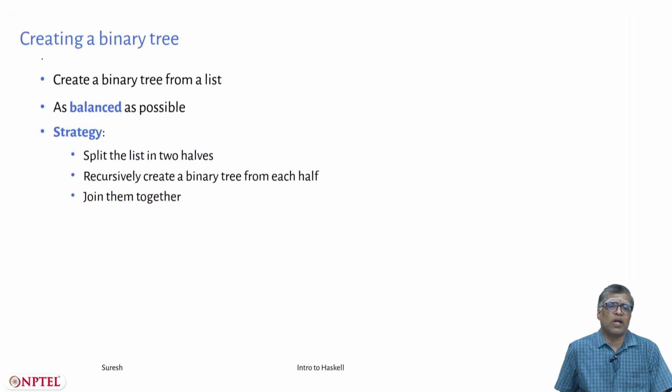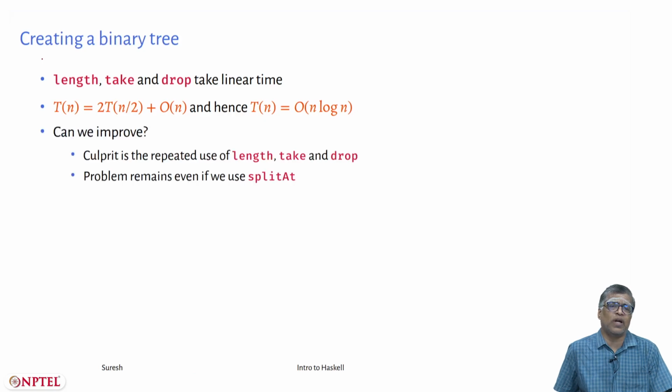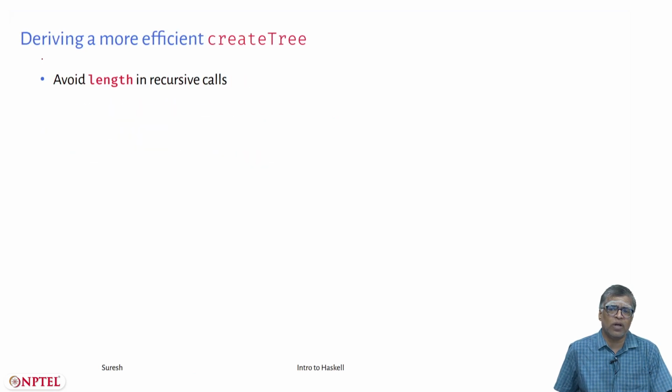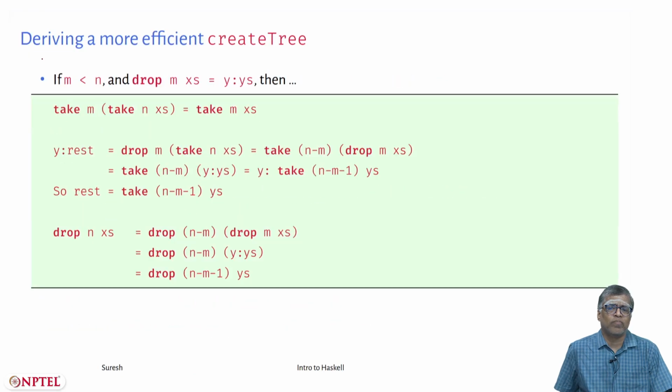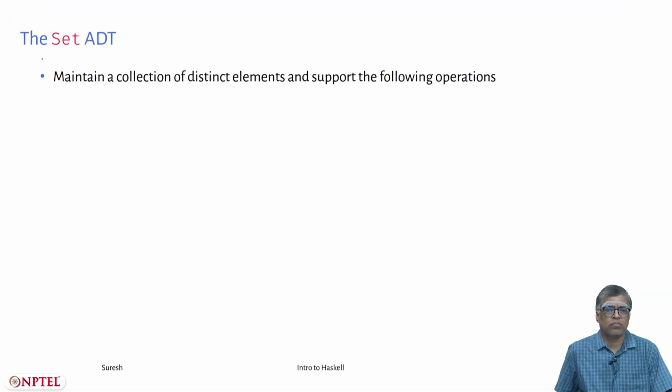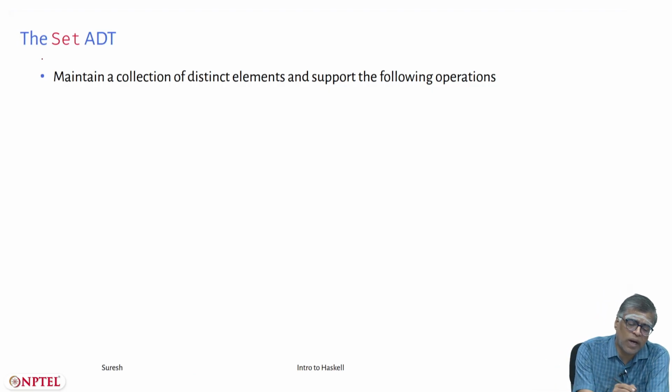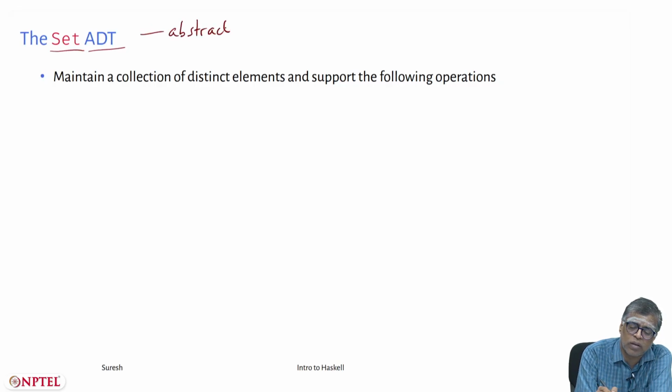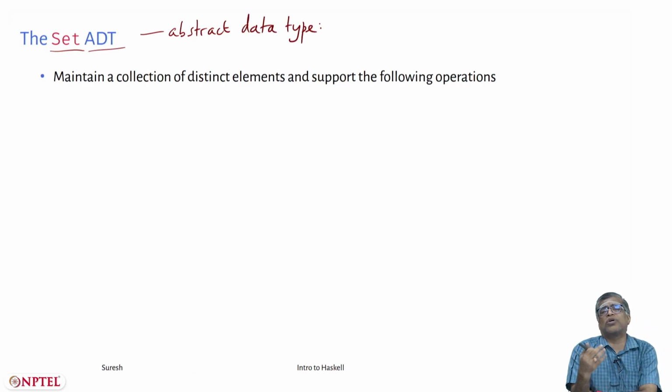In the slides, I have repeated the whole derivation of creating a binary tree and the linear time version of it. Let me skip past all these and get to binary search trees. Binary search trees are very important because you can think of them as contributing towards creating a set ADT. Recall that ADT stands for abstract data type. You can think of binary search trees as one way of implementing a set abstract data type.